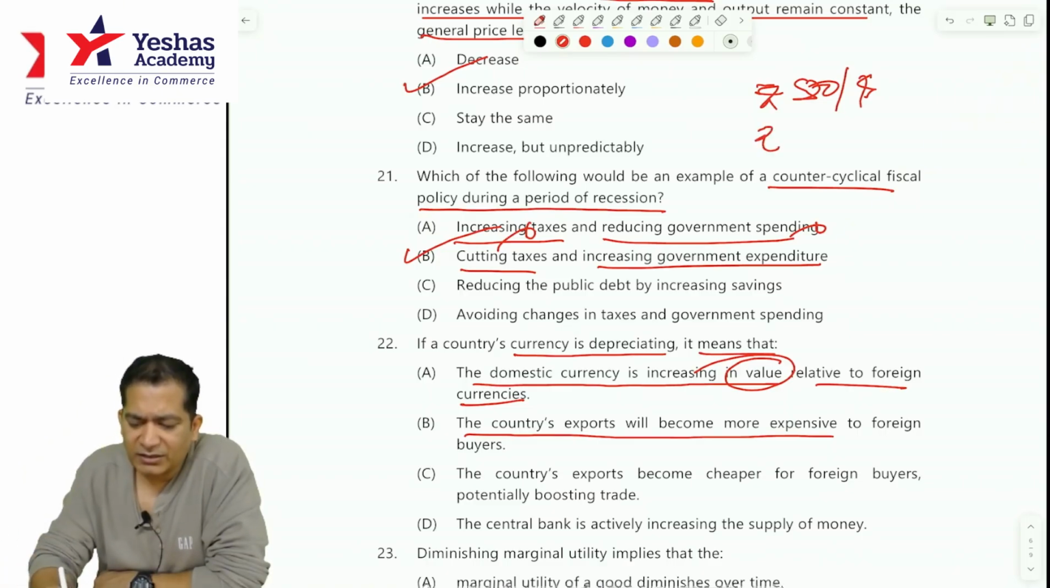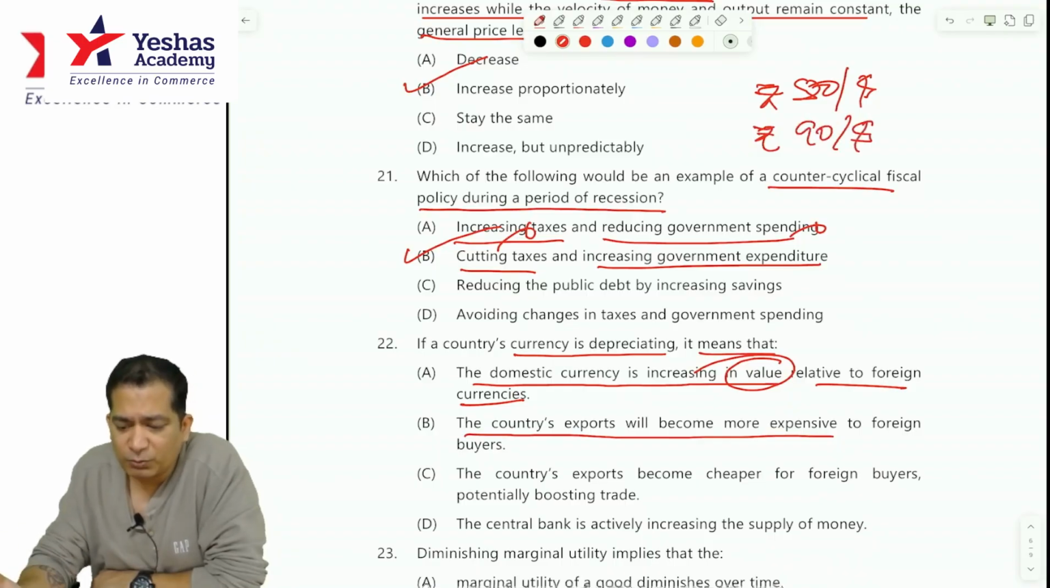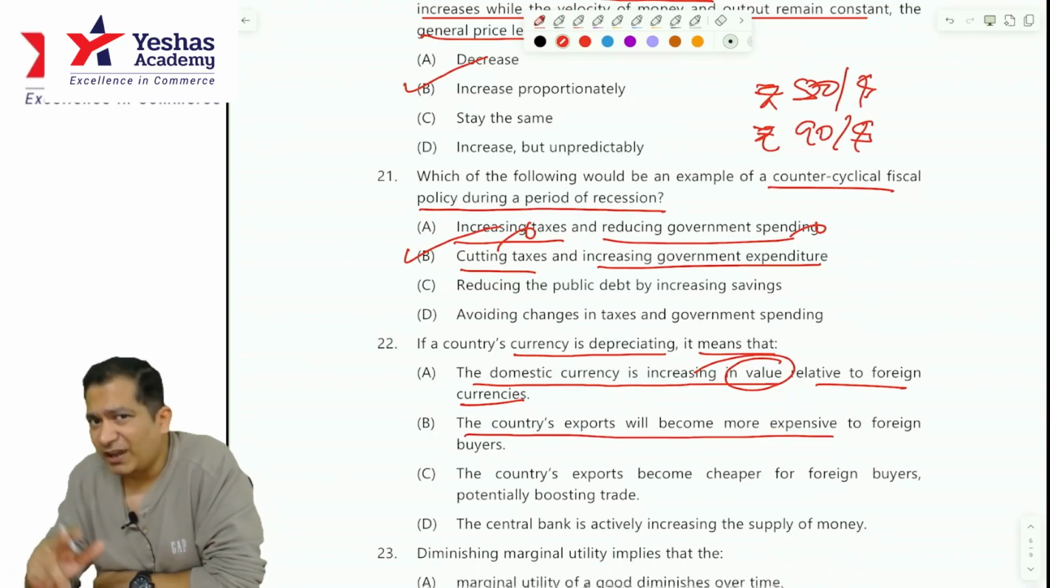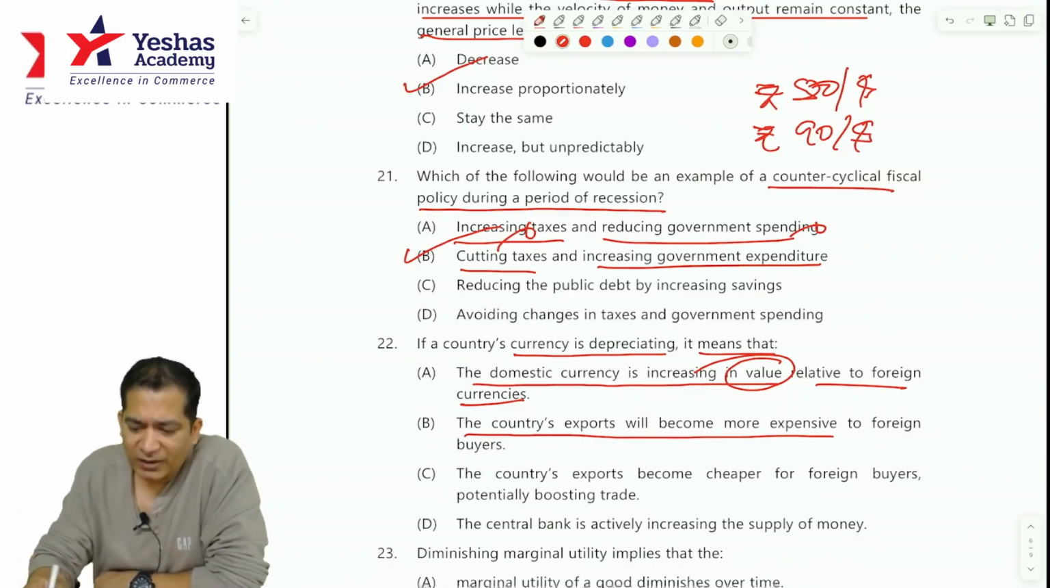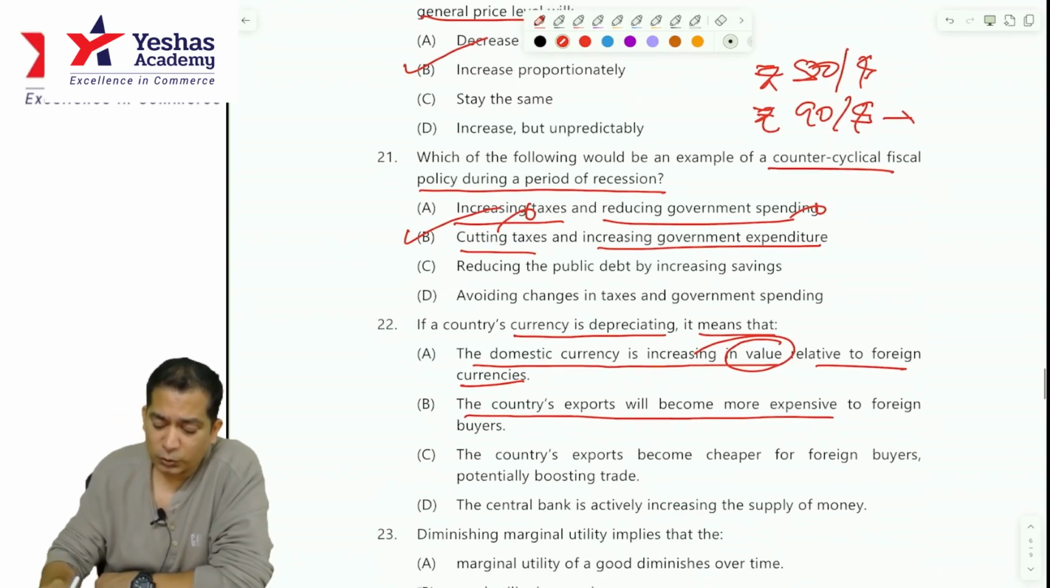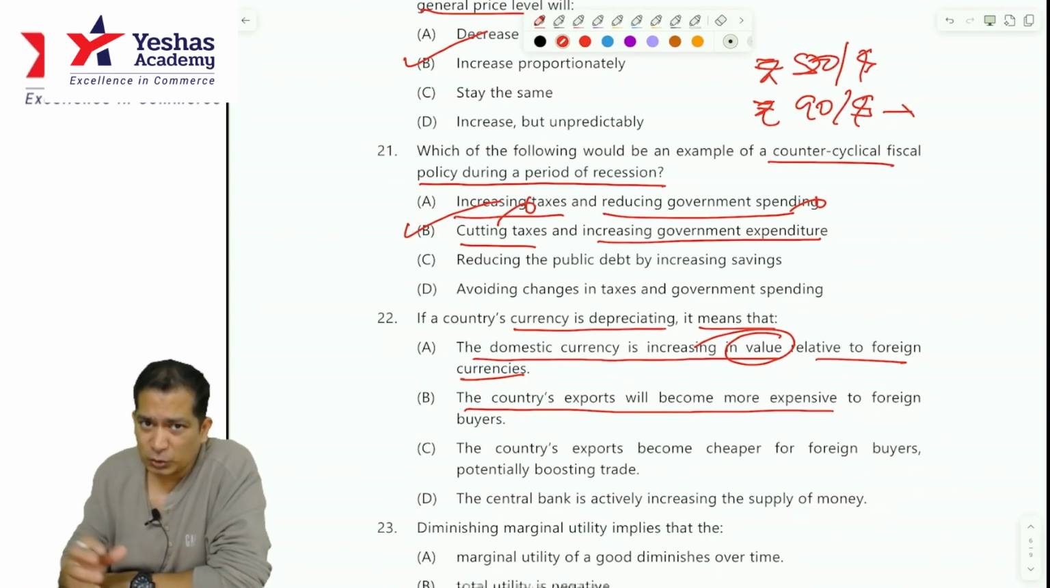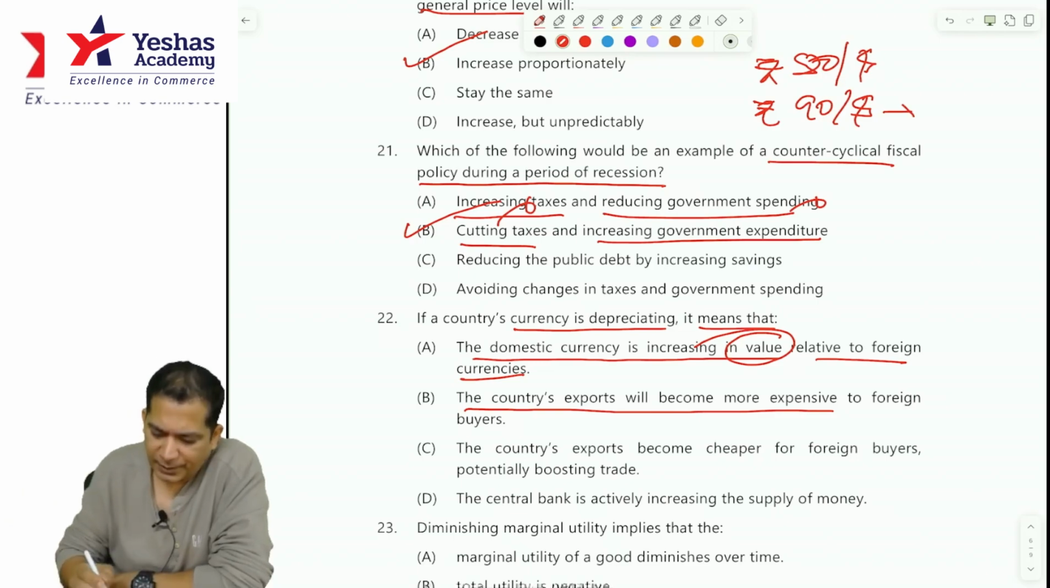But if Indian currency depreciates, it means the value of Indian currency falls down and I have to pay 10 rupees more to buy the same dollar. So now if I export the same $1 million worth of goods, and when I receive this, when I convert it in Indian currency, I'll get 9 crore rather than 8 crore. So export will become cheaper. So more exports will happen out of India. Countries' exports will become cheaper for foreign buyers, potentially boosting foreign trade.